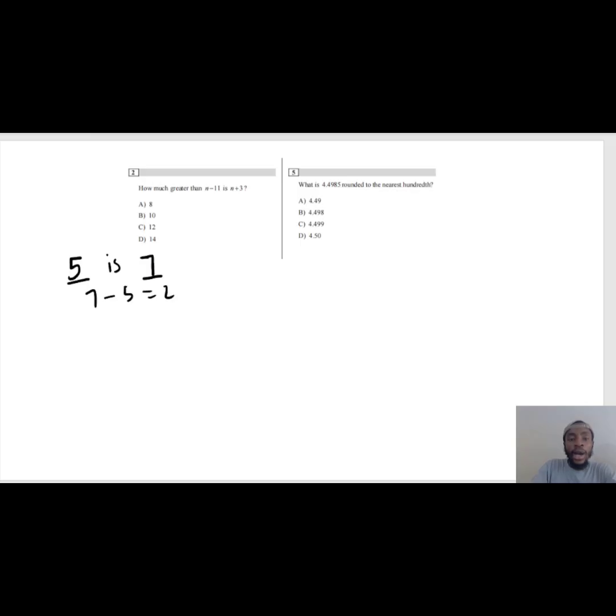So this question says how much greater than this is this? So all you do is n plus 3 minus (n minus 11). That will give us n plus 3. Minus times n is minus n. Minus times minus 11 is what? Plus 11. This will take care of this. 3 plus 11 is what? 14. And that's our answer, which is option what? D. Now moving on to the nearest hundredths.